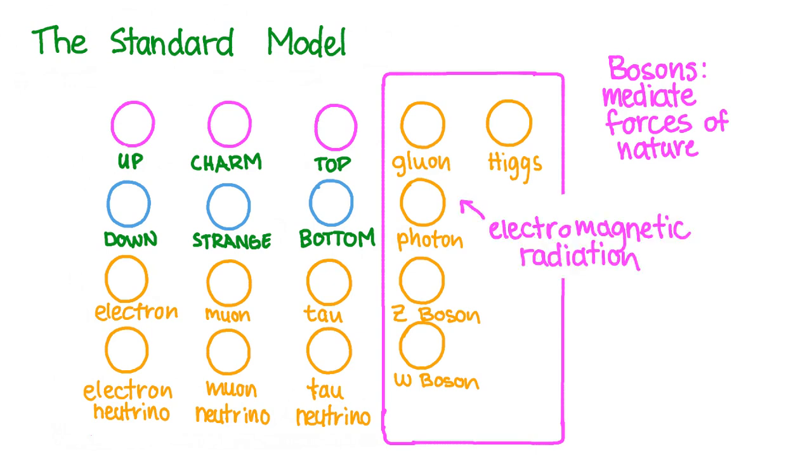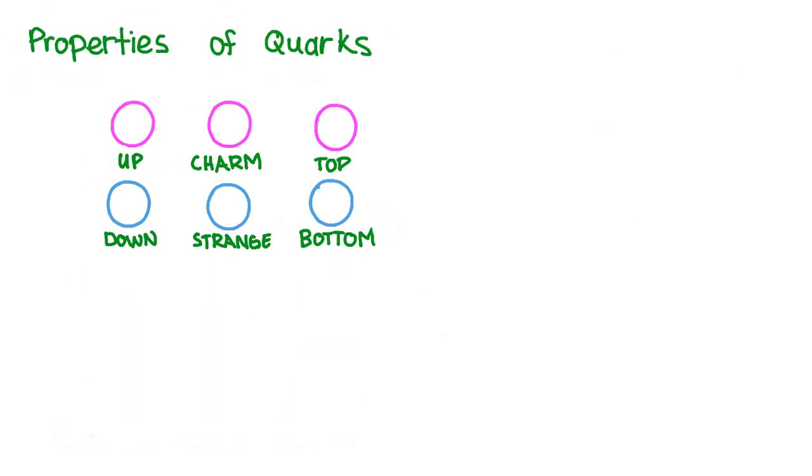Photons, for example, are emitted or absorbed whenever there's a change in electromagnetic radiation. We don't need to worry about the details of the Standard Model because this is getting well into the realm of particle physics. So let's move on to the properties of quarks, starting with the electrical charge.